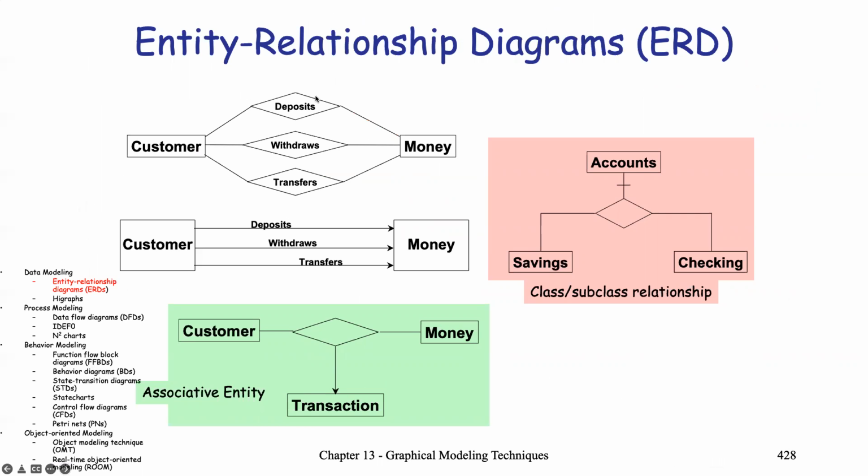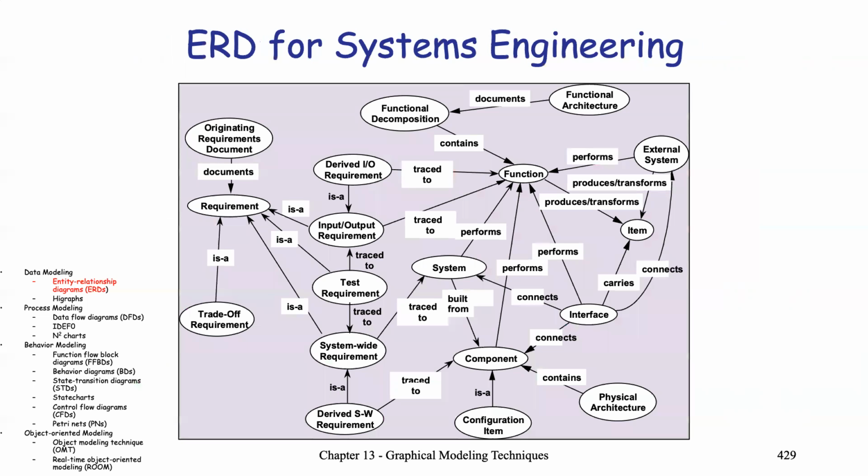So this is an example of an entity relationship diagram. You can see how one thing relates to another: a customer and money, the accounts. You can have sub-accounts. And so here we're talking about the financial industry and how things would flow for banking and money and those types of things.